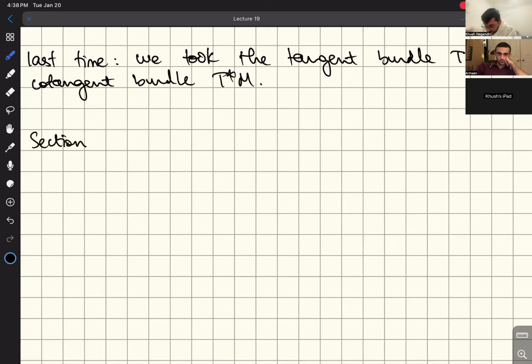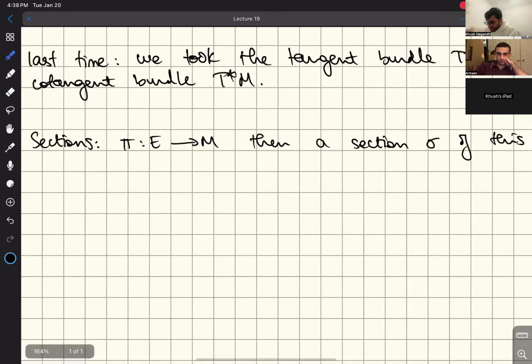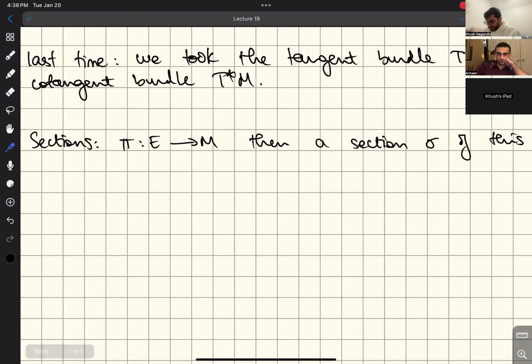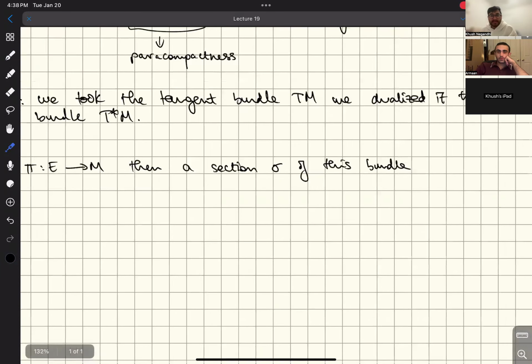We also talked about sections. So what is a section? If you have some vector bundle like this, then a section sigma of this bundle. Actually, this doesn't actually have to be a vector bundle. All it has to be is that this map should be surjective. If it's surjective, this definition holds.